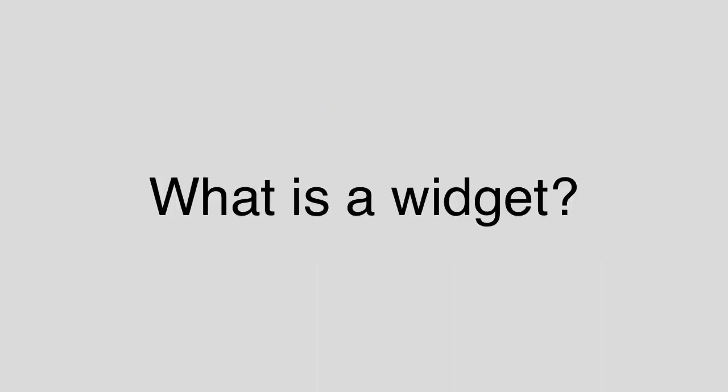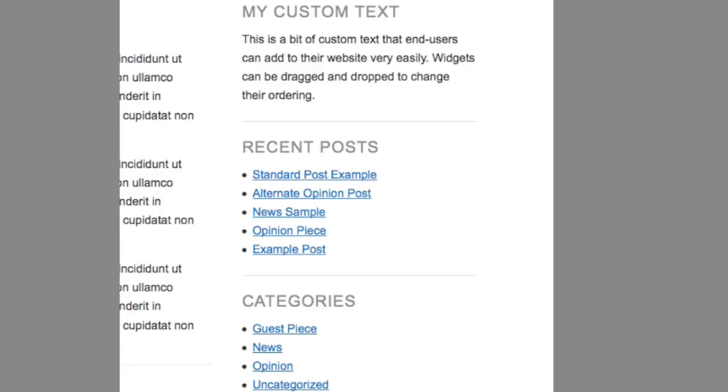A widget is simply a self-contained chunk of content that usually has a very specific purpose that gets displayed on a website. So for example, a lot of websites have a sidebar. And in that sidebar, we may see an area named Recent Posts and then a list of links. That is a Recent Posts widget. Or we might see an area labeled Categories and then a list of links. That is a Categories widget.